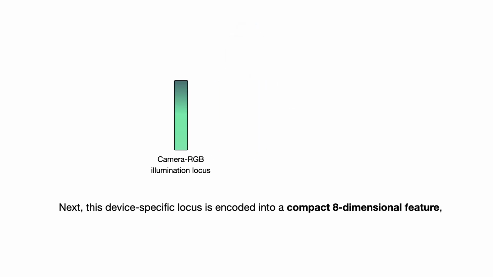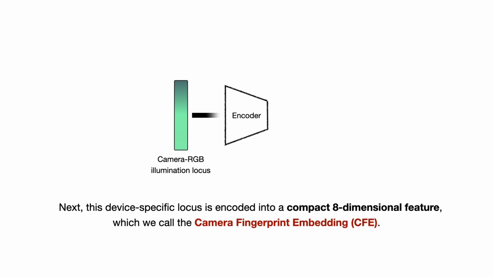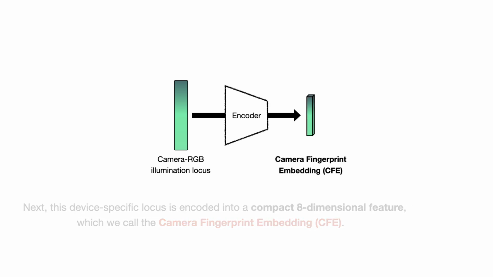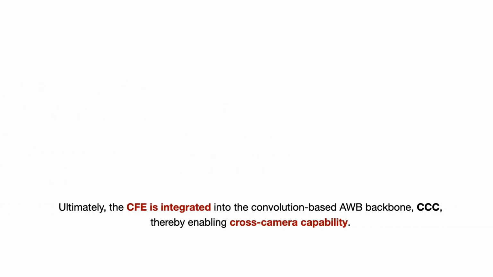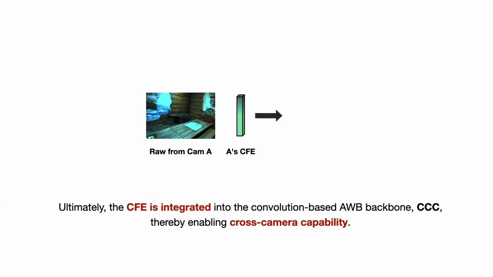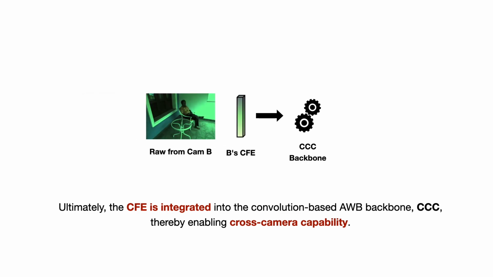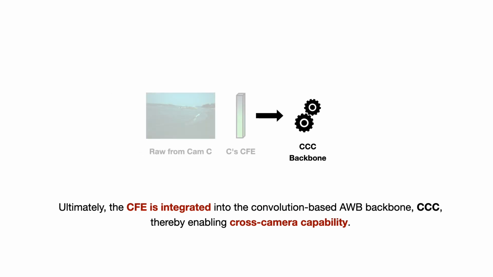Next, we encode this device-specific illumination locus into a compact 8-dimensional feature, which we call the Camera Fingerprint Embedding, or CFE. This embedding serves as a dynamic guide that can adapt to varying camera inputs during both training and testing. Ultimately, the CFE is integrated into the convolutional AWB backbone known as CCC, thereby enabling strong cross-camera capability without the need for extra test time images.